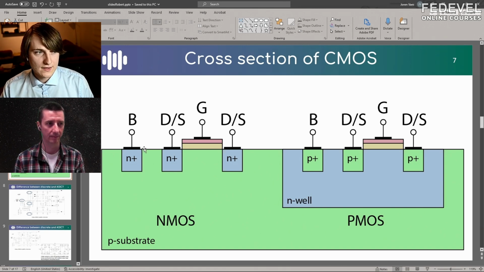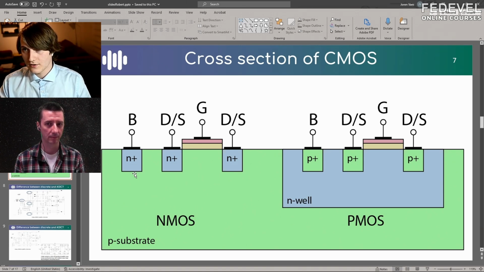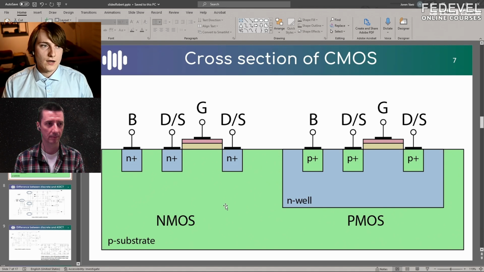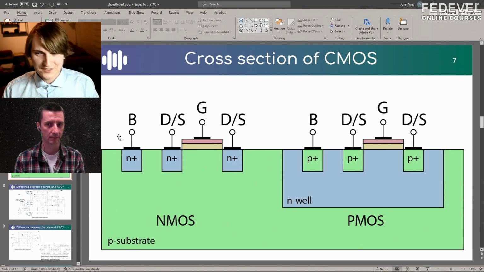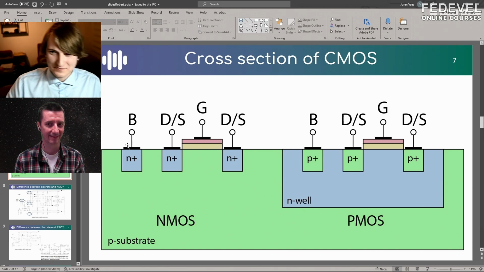Because if I now connect this to 0.2 volts and somewhere else I connect it to 0.4 volts, then I'm shorting them together, and that doesn't work. If you go to SOI, you can do very interesting things with these bulk terminals because then they become isolated. But that's a discussion for another time.